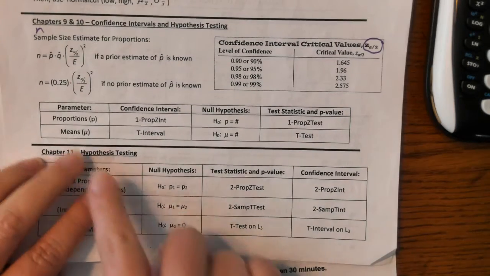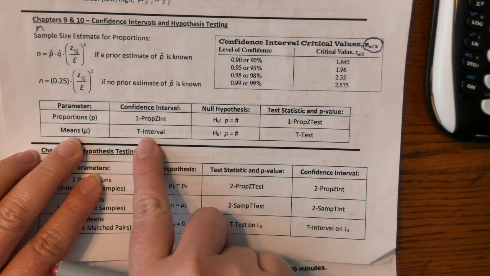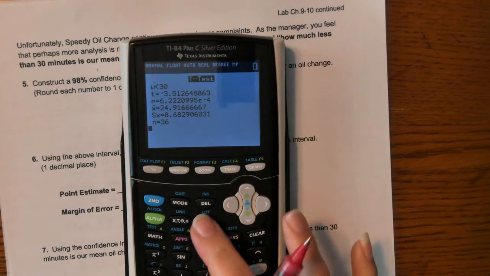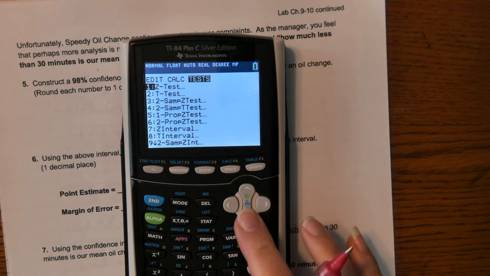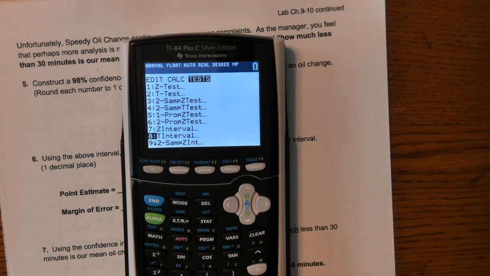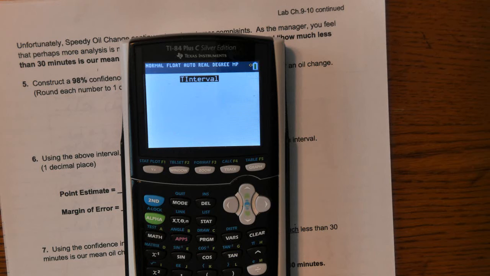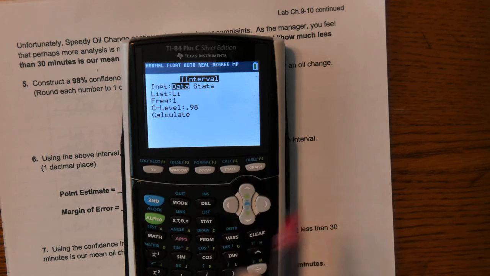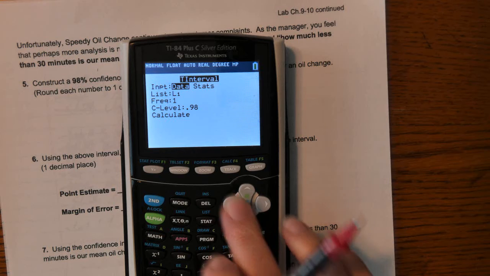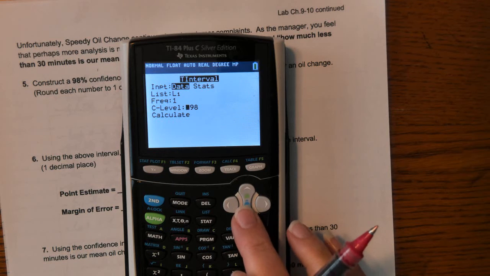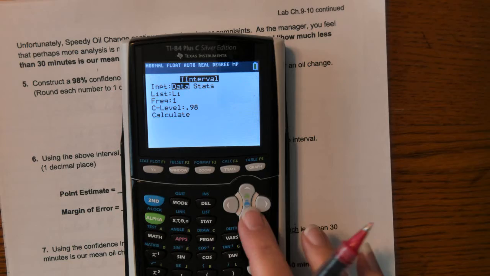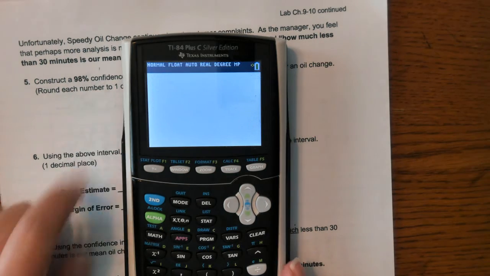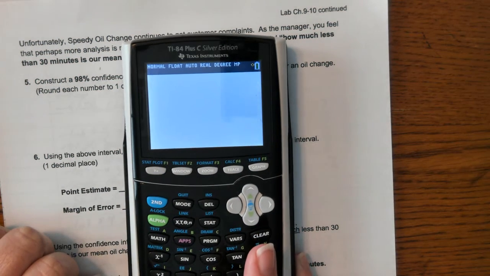So this time we're still doing means, but this time we're doing a confidence interval, so we'll pick the feature T interval in our calculator. So stat, I'm going to arrow over to test. I'm going to pick T interval, option 8. And I got to tell it, hey, I've got data. I don't have the stats. I just have the data. My data is in L1. Each number was recorded one time. And my confidence level is 0.98 because they told me 98% confident. And I'm going to type it in.